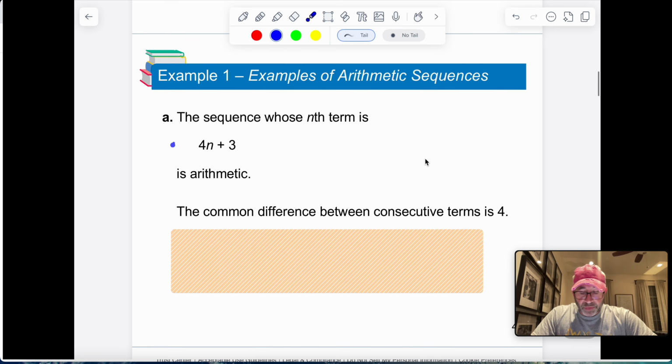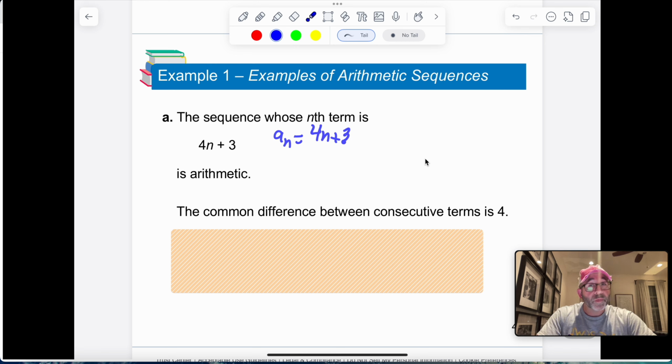I told you guys before, that's basically like the slope when we're talking about y equals mx plus b. So if this is y equals mx plus b, you can see clear as day that the difference taking place is a slope of 4. So let's find the common difference between the consecutive terms. We know it's 4. What does this look like if we start listing out terms? Well, a of n is equal to 4n plus 3.